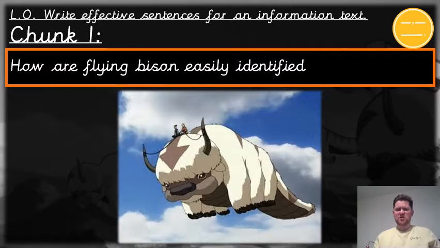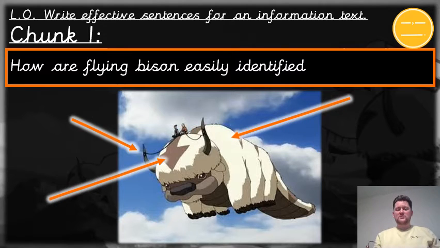It might be by the sheer size of them or their colour. It might be their tail. What things identify and characterise a flying bison? Pause the video and write down some descriptions of a flying bison. How can they be spotted from far away? Okay, so it might be the horns, like I said, the arrows, the size of it or its fur, its long tail.